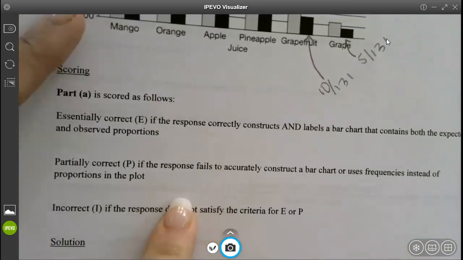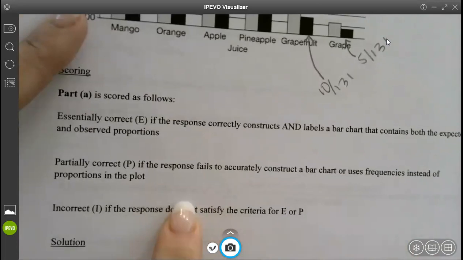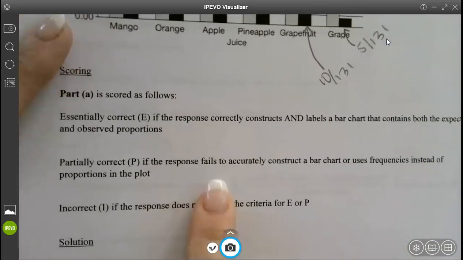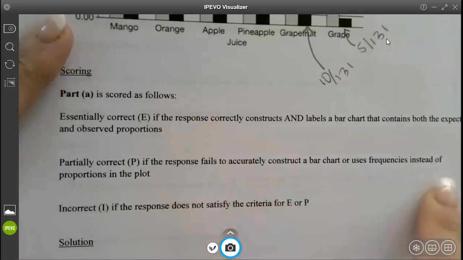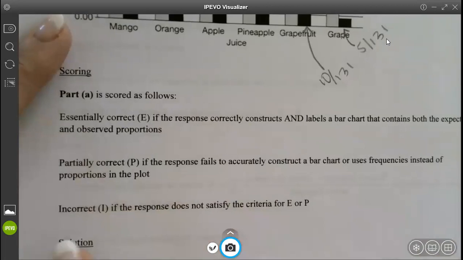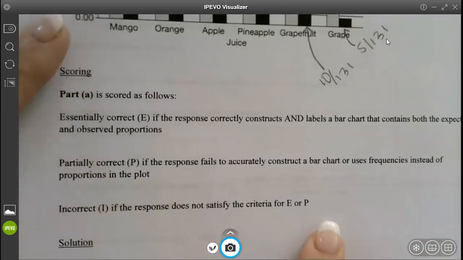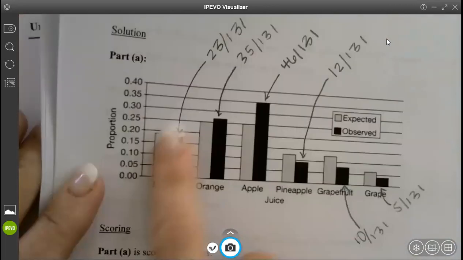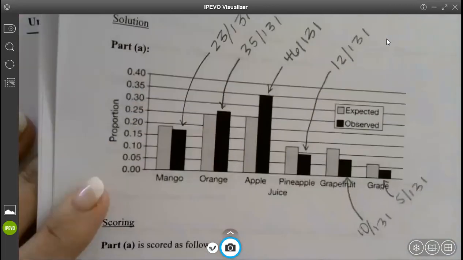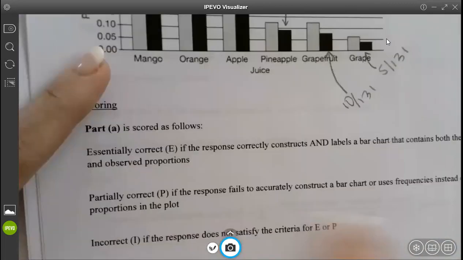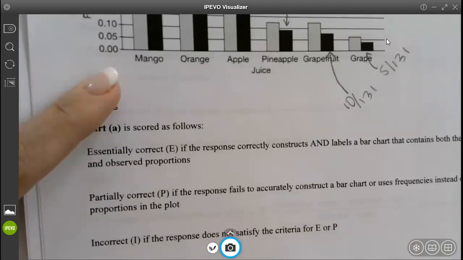Histograms are always important, aren't they? No. Sometimes they're counts. Okay, frequencies and relative frequencies. It could be anything. Partially correct if the response fails to accurately construct a bar chart or uses frequencies instead of proportions. Some of you guys did that and didn't do proportions. And then incorrect if the response does not satisfy the criteria for E or P. So if you made this bar chart without the labels, you would get the P. If you didn't put any labels or anything on there and you did the bars wrong, you would just go down to I. Does everybody understand that?